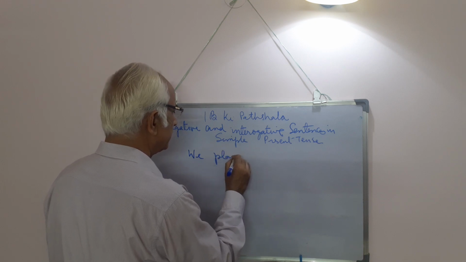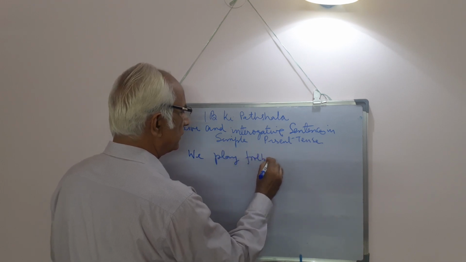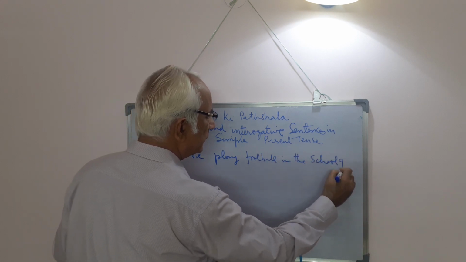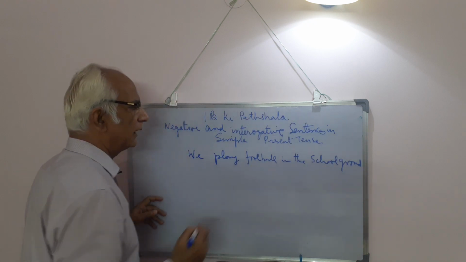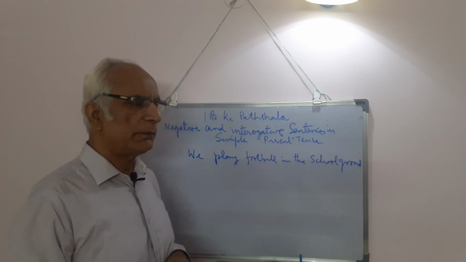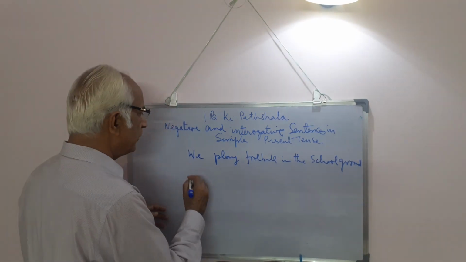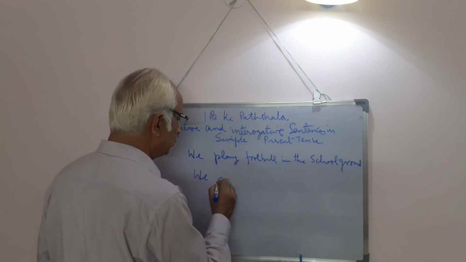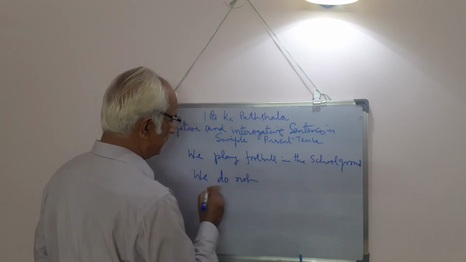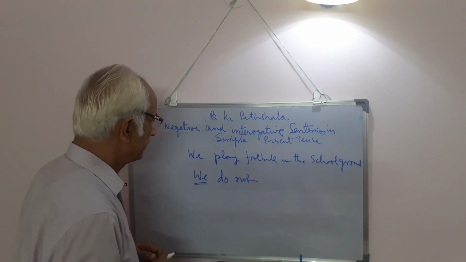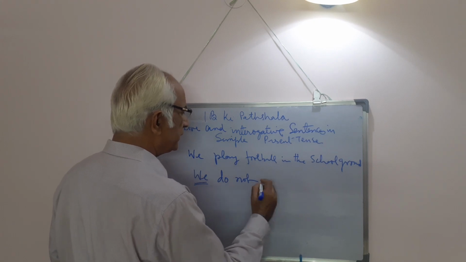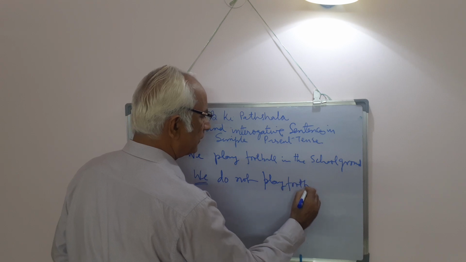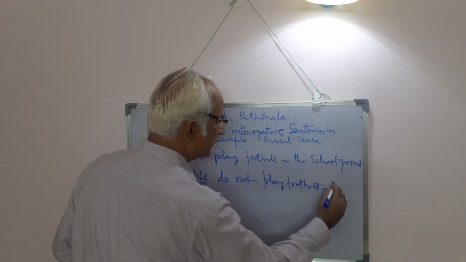We play football in the school ground. Okay? Again, you are giving information that we play football in the school ground. So how do we make a question of it? Well, first we'll make a negative sentence. We do not, because it is a plural pronoun. We do not play football in the school ground.